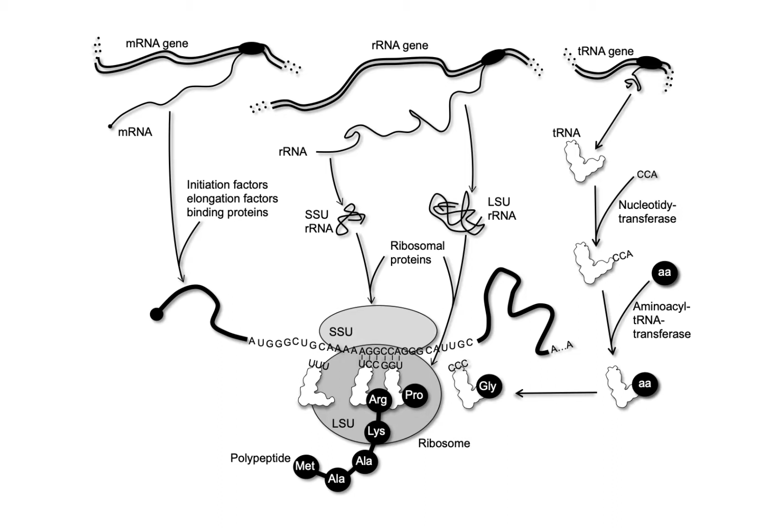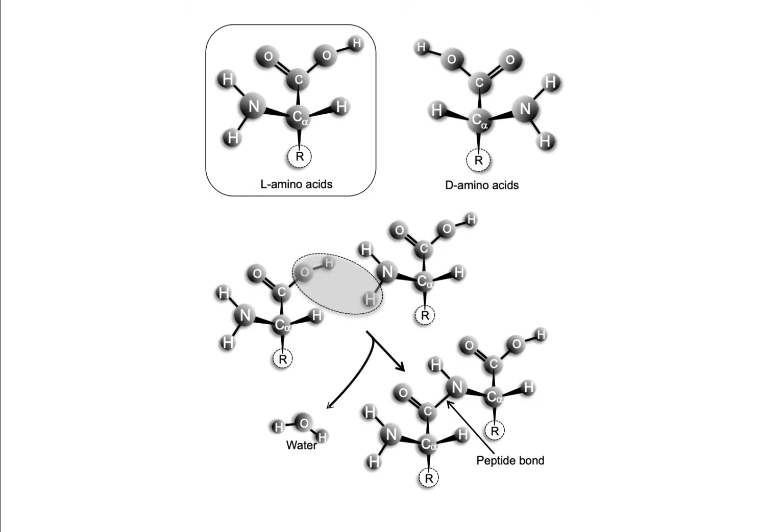So all of these functions are being performed by RNAs, not by the DNAs. The DNAs are primarily the holder of the genetic information, but it's really the RNAs that do most of the work to produce proteins. So that brings us to proteins and the peptide bond.